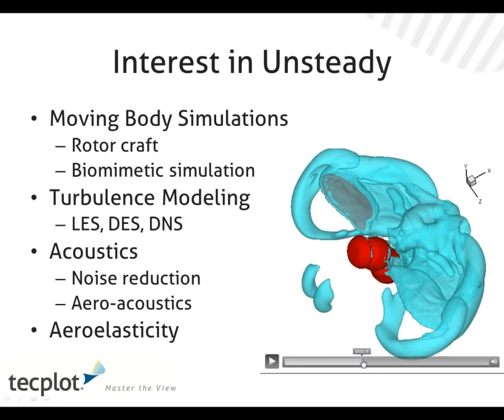Other areas are turbulence. Turbulence is inherently unsteady. Now we model turbulence with equations that model the unsteadiness in our Reynolds-averaged Navier-Stokes equations, but a lot of people are going to an actual simulation of the unsteadiness through large eddy simulations, detached eddy simulations, or even direct numerical simulations of the turbulence.